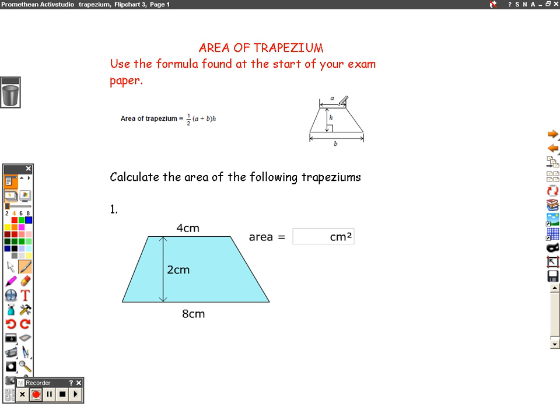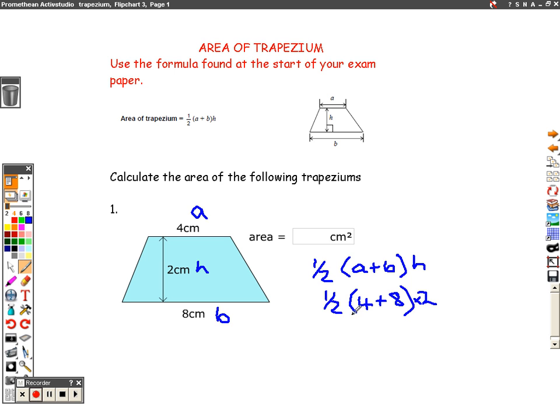So if we look at question 1, the first thing I would do is label each part. So A for 4, B for 8, and H for your 2. Now that you've got it labelled, you can go and substitute it in to the formula. Now, be careful, that's a plus in there, and I've seen in the past people have changed that to a multiply by mistake. Don't do that. A half, your A value in this case is 4, your B value is 8, and your height is 2.